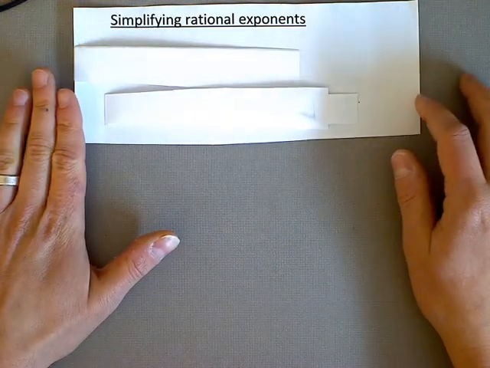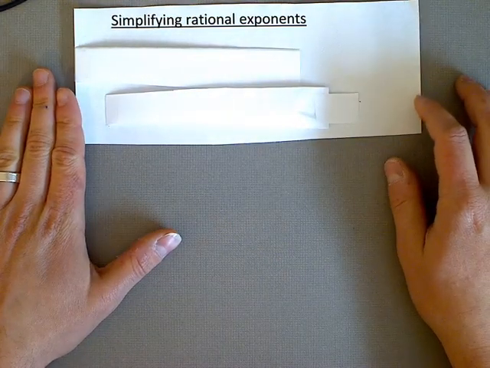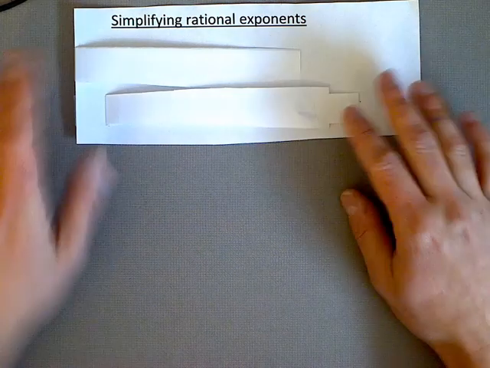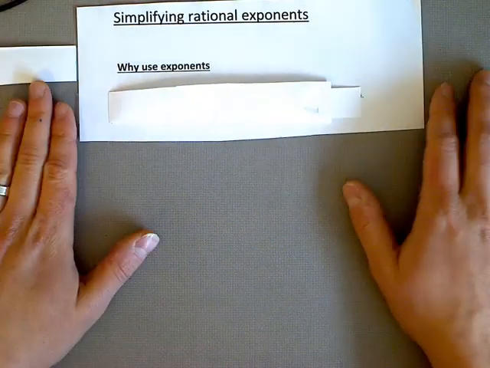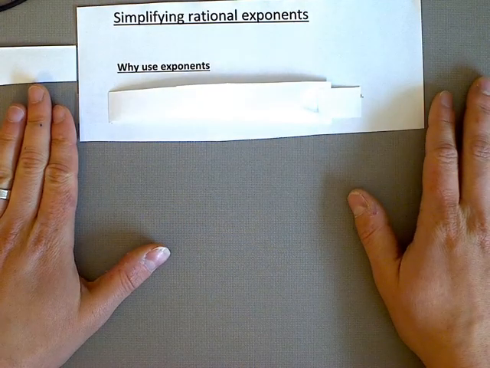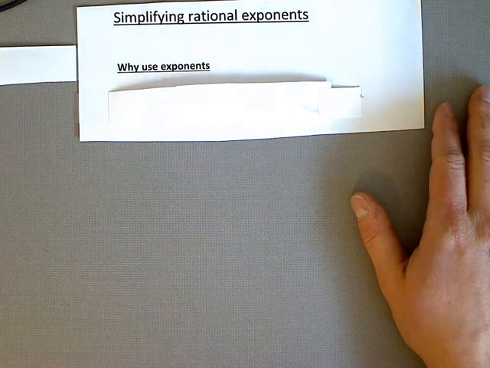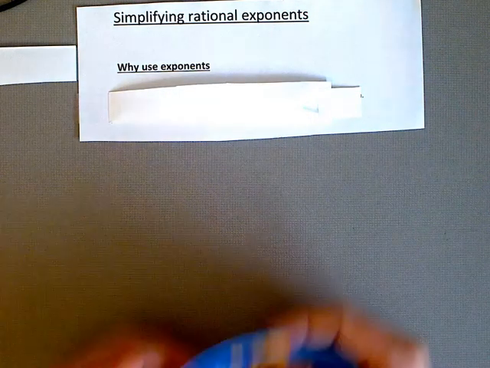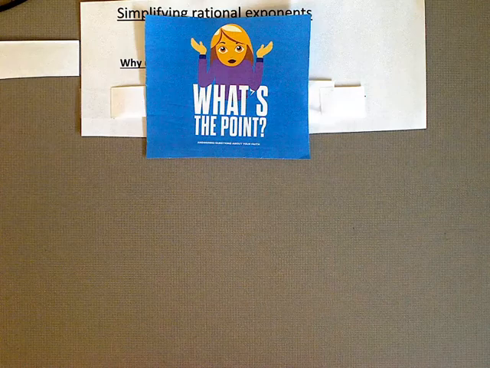Hey guys, today we're going to learn about how to simplify rational exponents. But before we do a couple examples and talk about the exponent rules, let's talk about what's the point. Why do we simplify rational exponents?